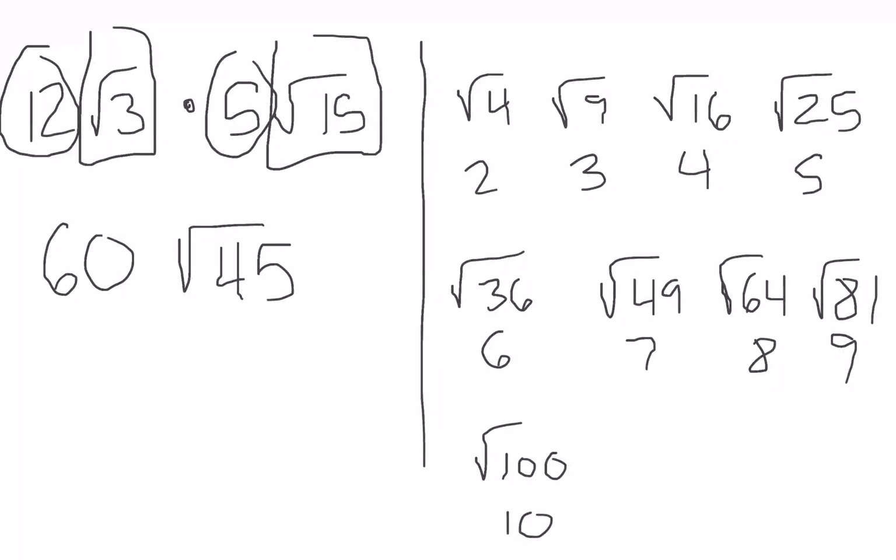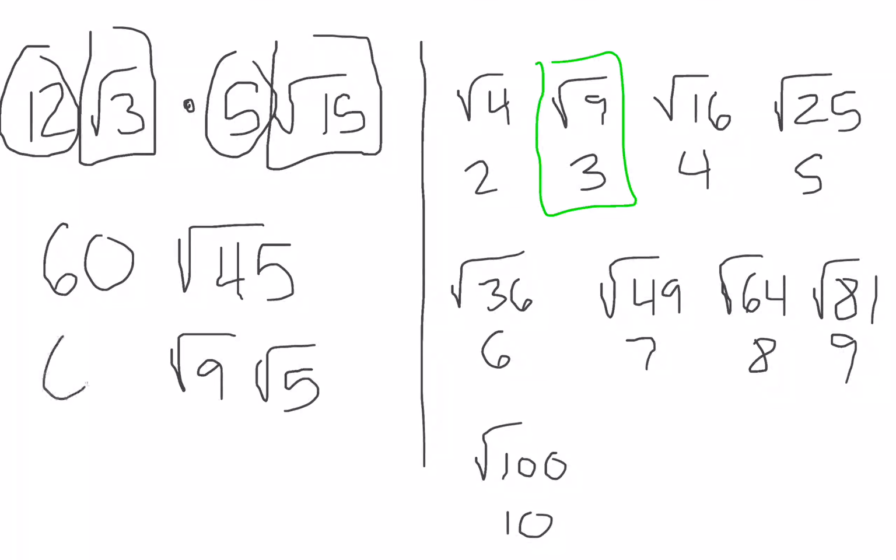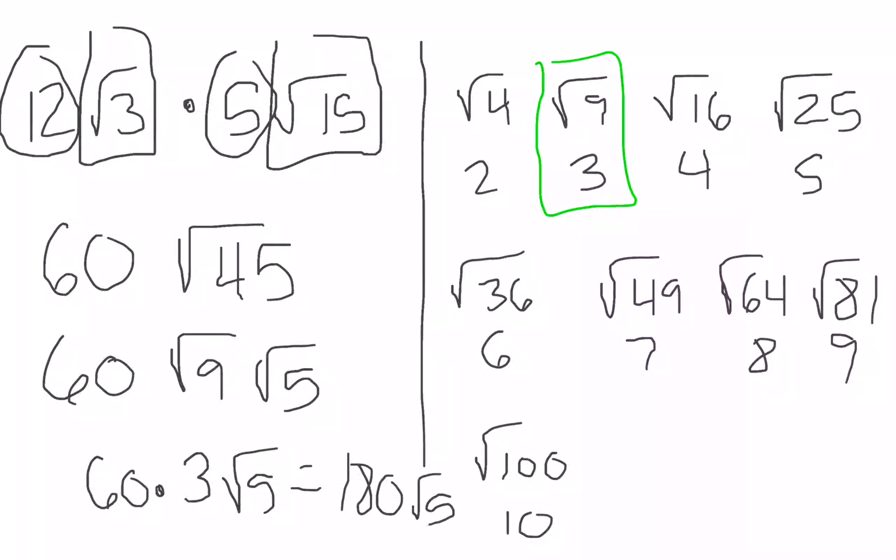And again, I'm going to use my roots over here to help me decide which radical will work. And as you can see, radical 9 would be inside 45, because radical 9 times radical 5 gives you 45. And radical 9 would simplify to just be 3. Radical 5, I don't know what that simplifies to be, so I'm just going to leave it there. And then I would just do 60 times 3, and 60 times 3 would give me 180 radical 5. And again, this would be my final answer because I can't simplify it anymore.